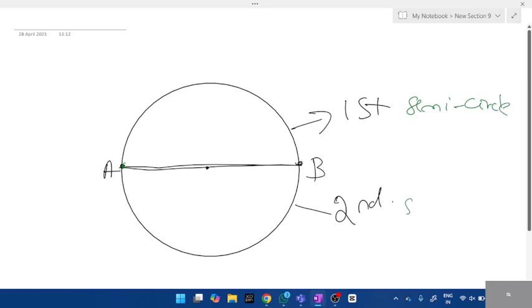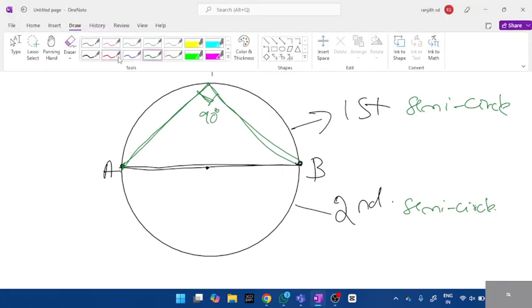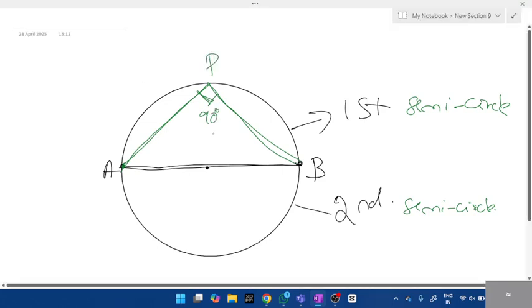First semicircle, second semicircle. Okay, now if an angle is formed like this, let me draw a triangle here. Any angle formed on the semicircle will be 90 degrees. This angle will be 90 degrees. This angle will be 90 degrees. The reason is the same as theorem 1.